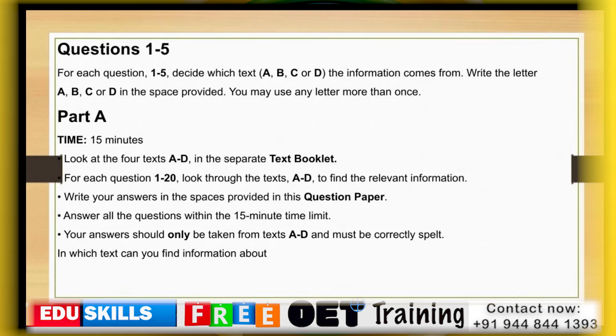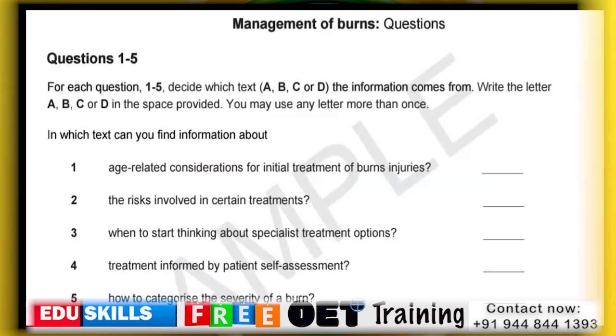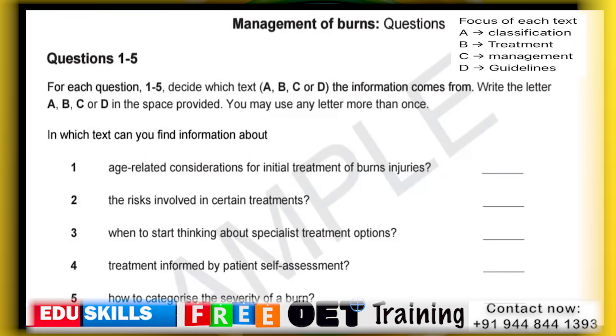We have 15 minutes for a total of 20 questions, and in that we are going to see the first 6 questions. The first question is about the age-related consideration for initial treatment of burns injury. So here we are going to skim the keywords. The topic is management of burns. We have subheadings like classification, treatment, management, and guidelines. These are the four subheadings we have got from the texts, and based on that we are going to find the answers to all the questions.